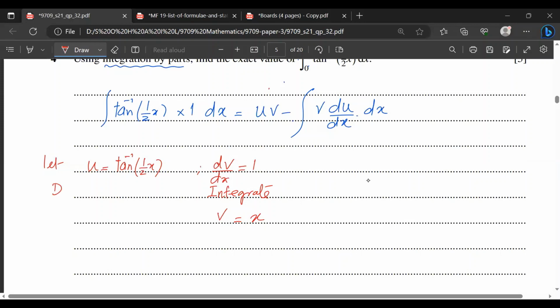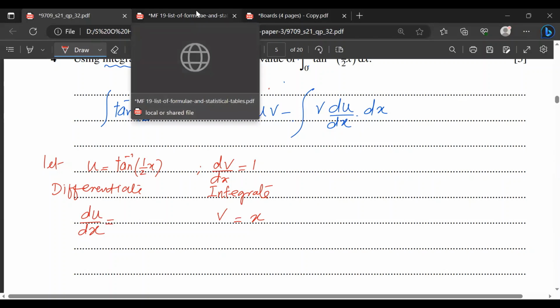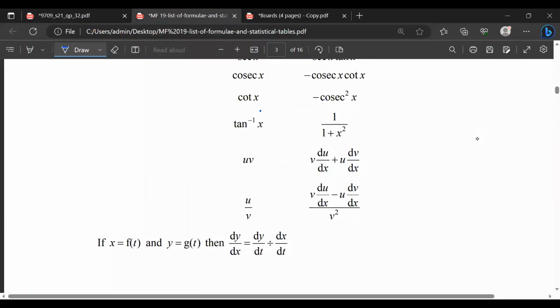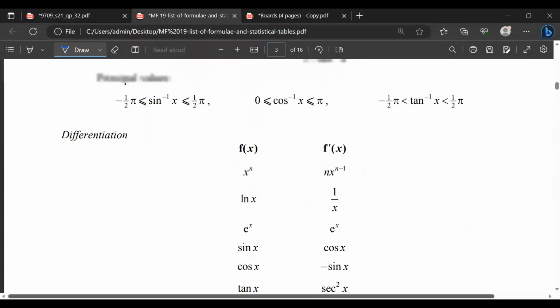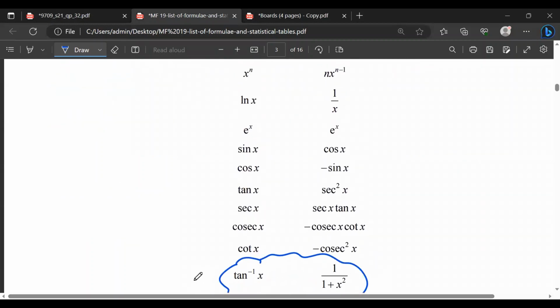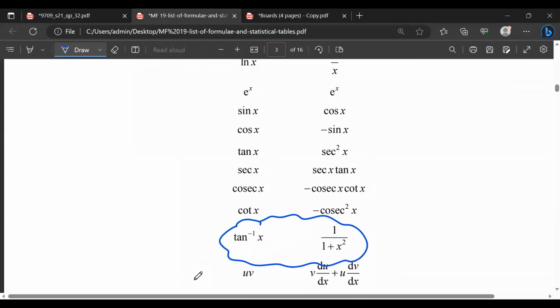So we integrate and we differentiate the other. We differentiate, yes, you can differentiate. You can find du by dx. So from the formula sheet, let us check what is the formula for the differentiation of tan inverse of x. The differentiation of tan inverse of x is here. These are the formulas for the differentiation in your formula sheet. So the differentiation of tan inverse of x is 1 over 1 plus x squared here.